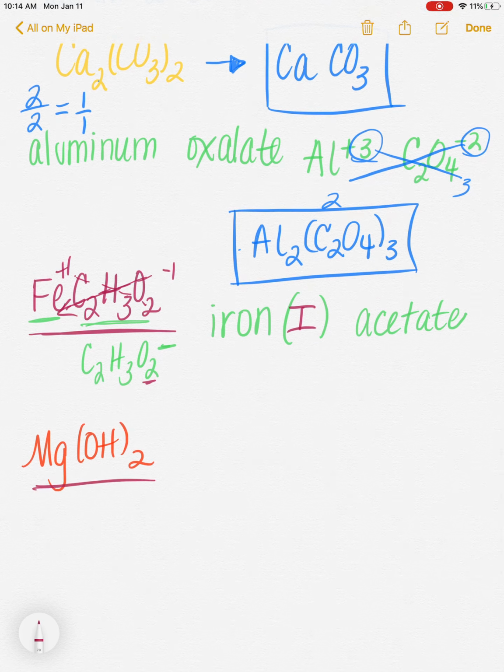Let's go down here to our last example, Mg(OH)2. Mg is the element magnesium. I look at magnesium on the periodic table and it's in the second column, so it does not need a Roman numeral.